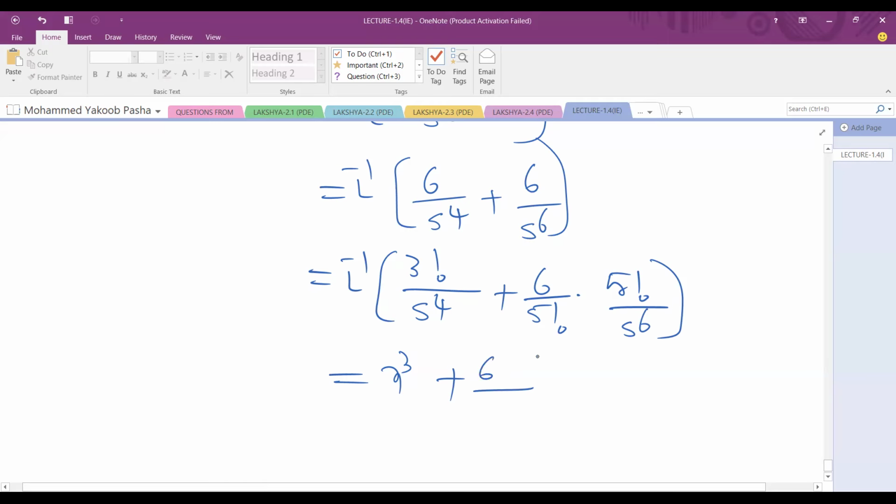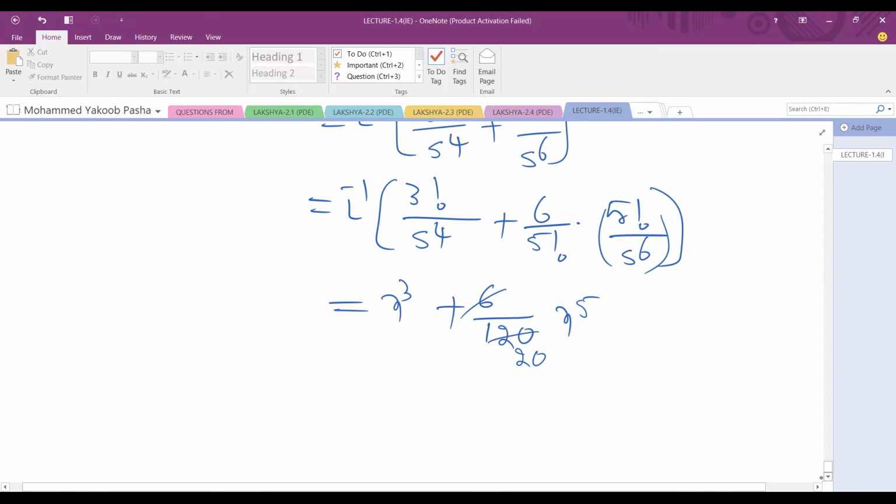6 by 5 factorial means 120. 120, right? Yes. 5 factorial by s power 6 is equal to what? x power 5. Okay, this is x power 5. 6 2s are 20, so this becomes x cube plus x power 5 by 20. This is the value of y of x.